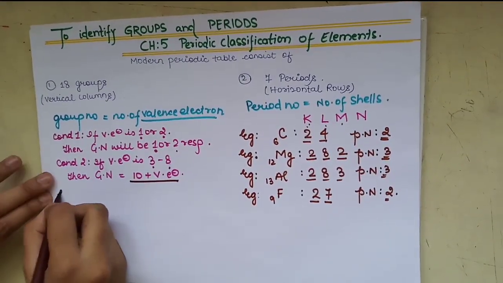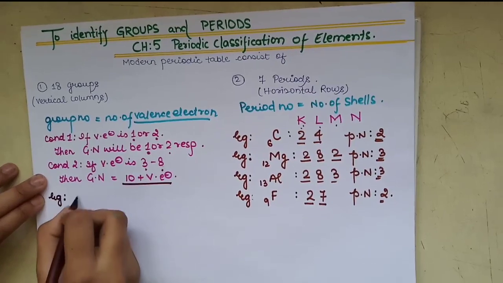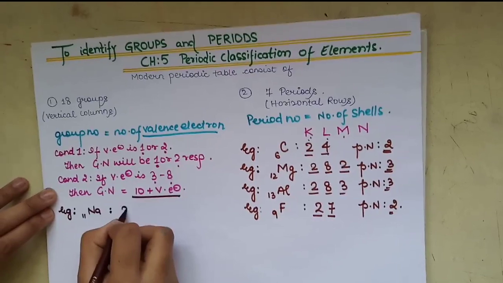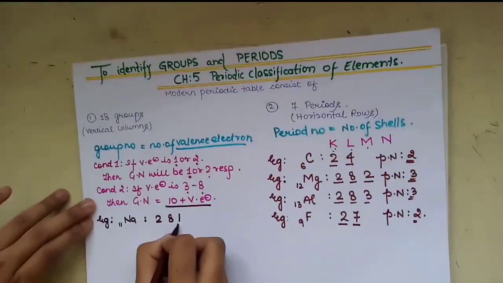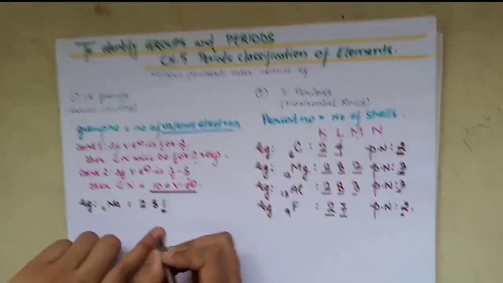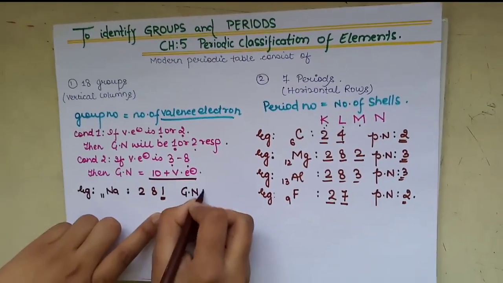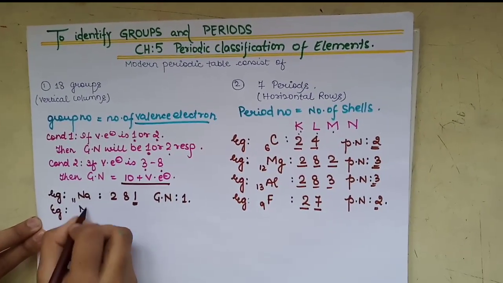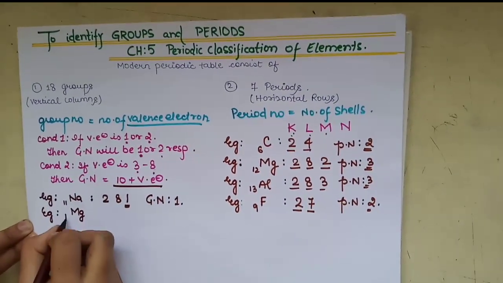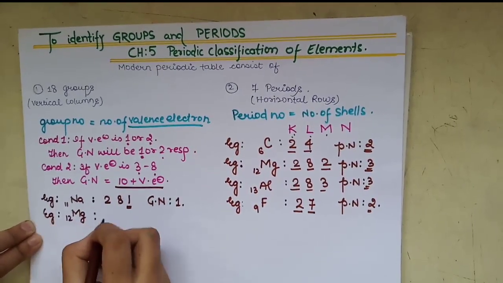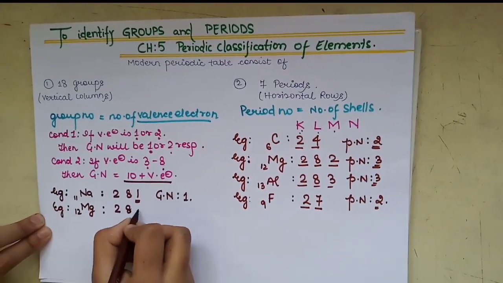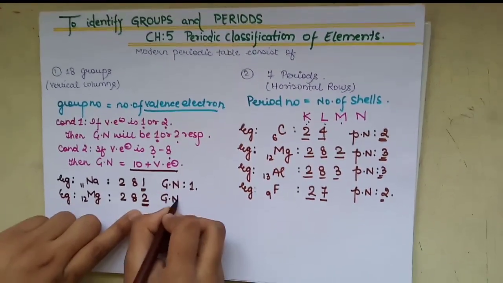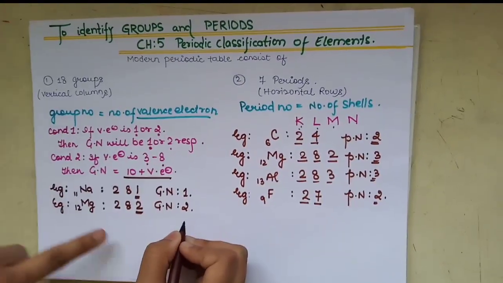So let's take the example of sodium. Sodium has atomic number 11, so its configuration can be written as 2, 8, 1. Here its valence electron is 1, so the group number will be 1. Let's take another example, magnesium. Magnesium has atomic number 12, so its electronic configuration will be 2, 8, 2. Here the valence electron is 2, so the group number will be 2. No doubt, condition 1 is followed here.